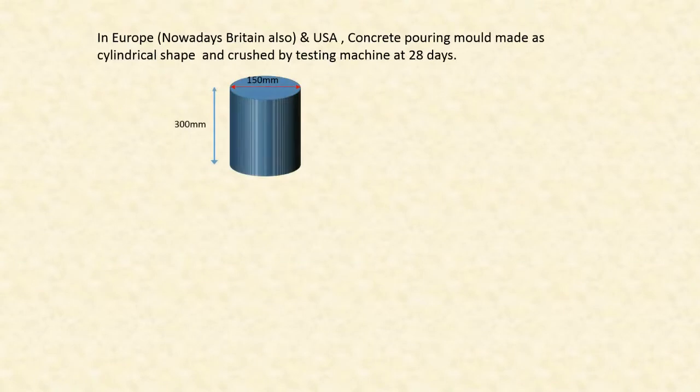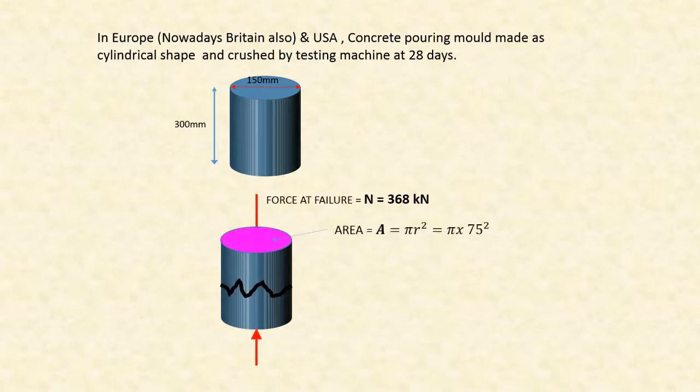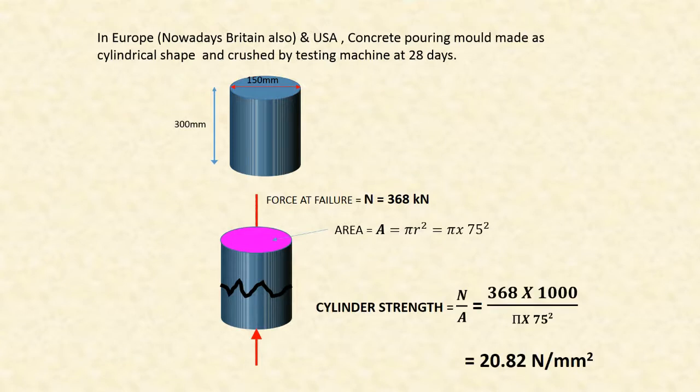In Europe and USA, the concrete pouring mold is made in a cylindrical shape and crushed by a testing machine at 28 days. In this particular example, the cylinder strength is equal to 20.82 megapascal.